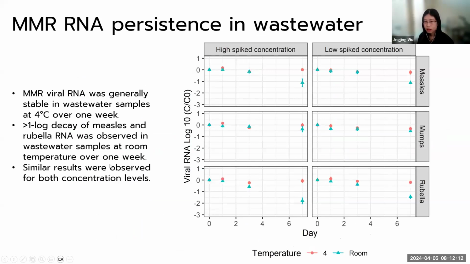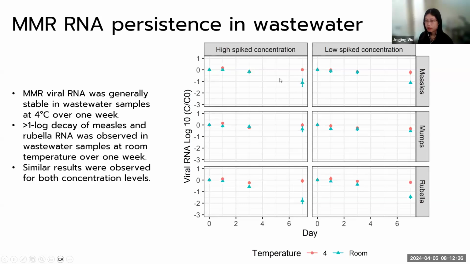Because this test is ongoing, we only have the first week results. The right figure presents the viral RNA decay in wastewater. The decay was calculated as log 10 of measured concentration in wastewater on each day of measurement, divided by the original measured concentration, which is C0.